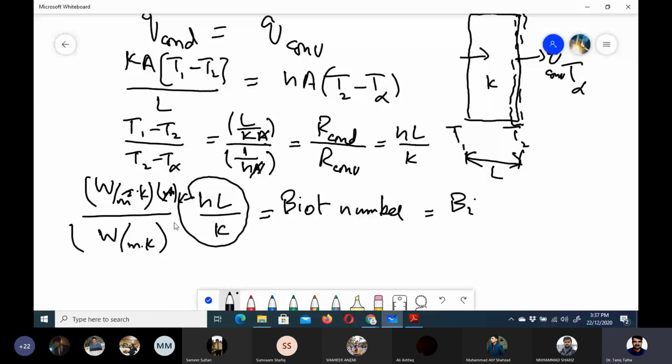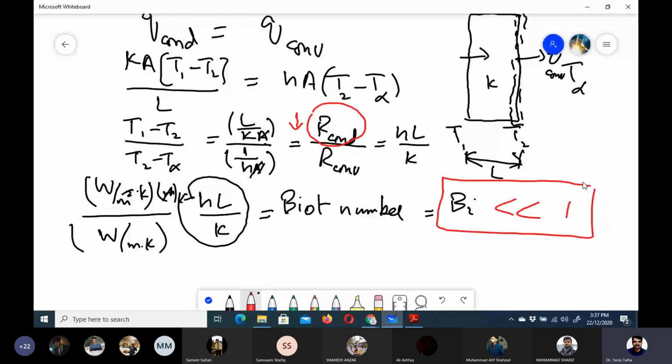So in order for this lumped capacitance method to be applicable to a particular transient problem, as we discussed in the beginning, the thermal conductivity of that object should be very high. So it means that this R conduction should be very low, right? So when R conduction is very low, it means that Biot number should be quite less than 1 if we want to have the results of our calculation quite accurate.